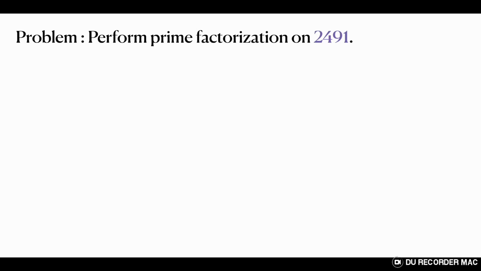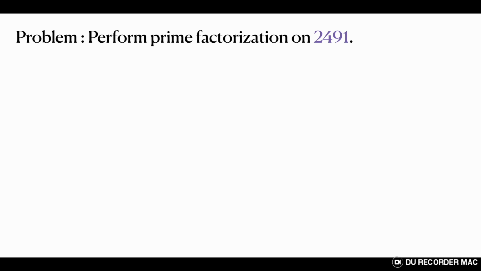Problem: perform prime factorization of 2491. You can pause the video and try this problem out, and then I'll get to it. So here we have a number 2491 and we have to prime factorize it. We can see that this isn't an even number, so it is not divisible by 2. Neither does the sum of the digits add up to a multiple of 3, nor is it a multiple of 5, and so on.